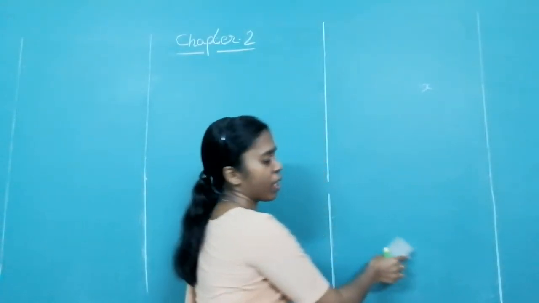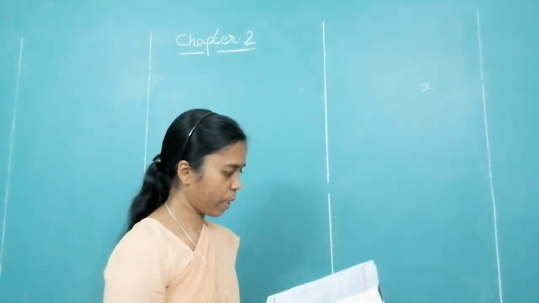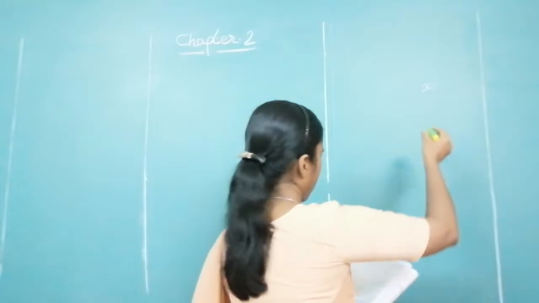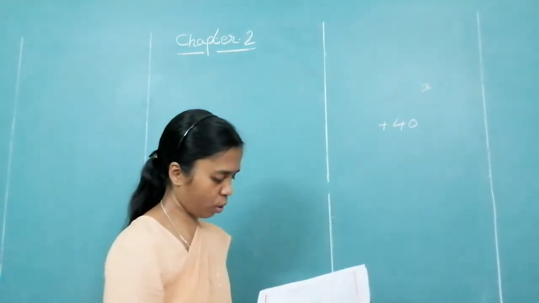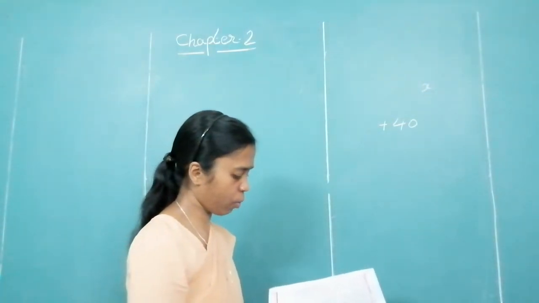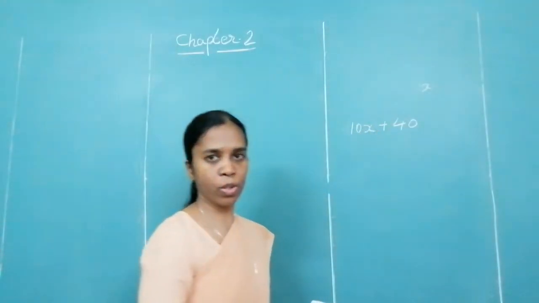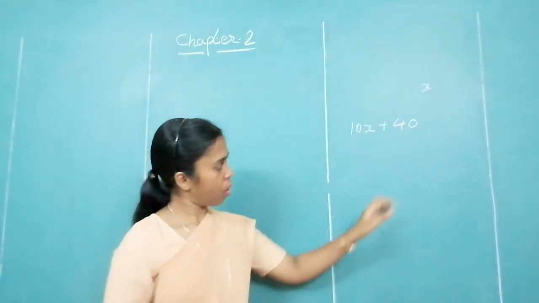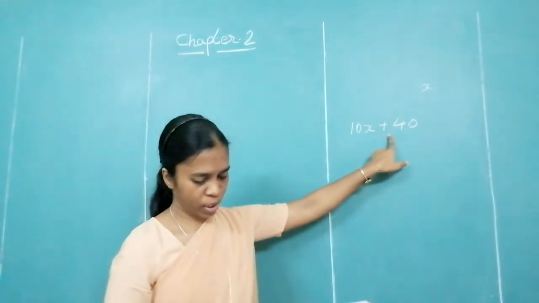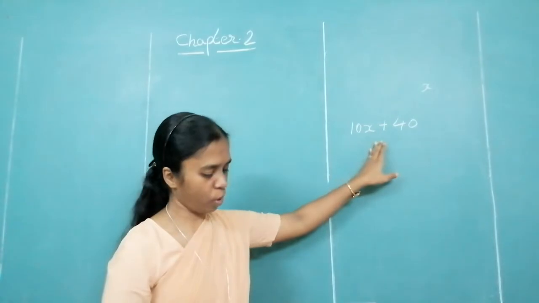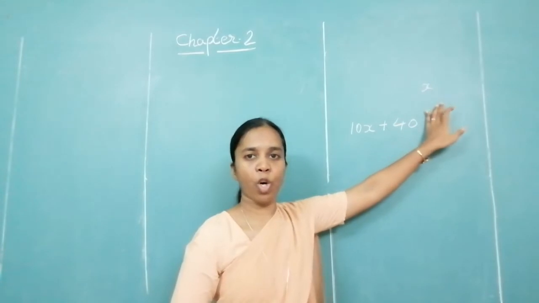So the cost of each pot, what is the relation given over there? 40 rupees more. What is the meaning of 40 rupees more? Plus 40. Then 10 times the total number of pots. Number of pots is x. 10 times means 10x. This is the cost. I read again: production cost of each pot is 40 more, that is plus 40, then 10 times the number of pots, that is 10x. So this is the cost of each pot, and this is the number of pots.